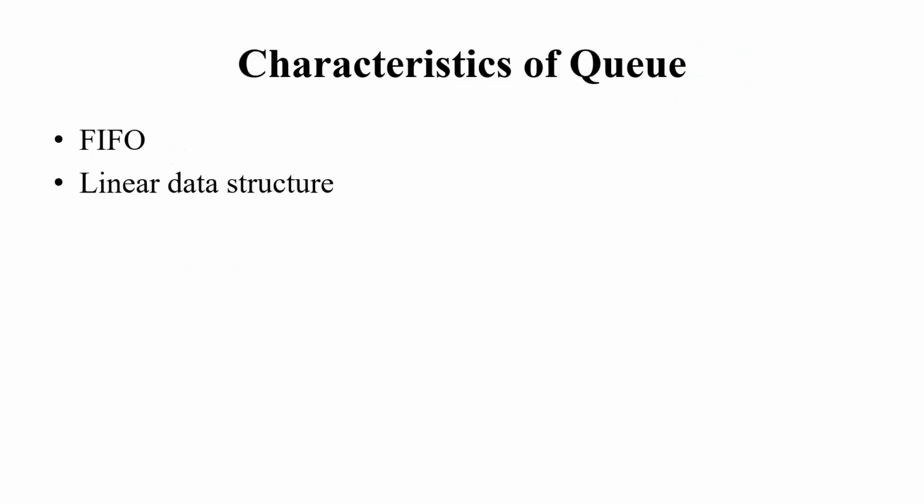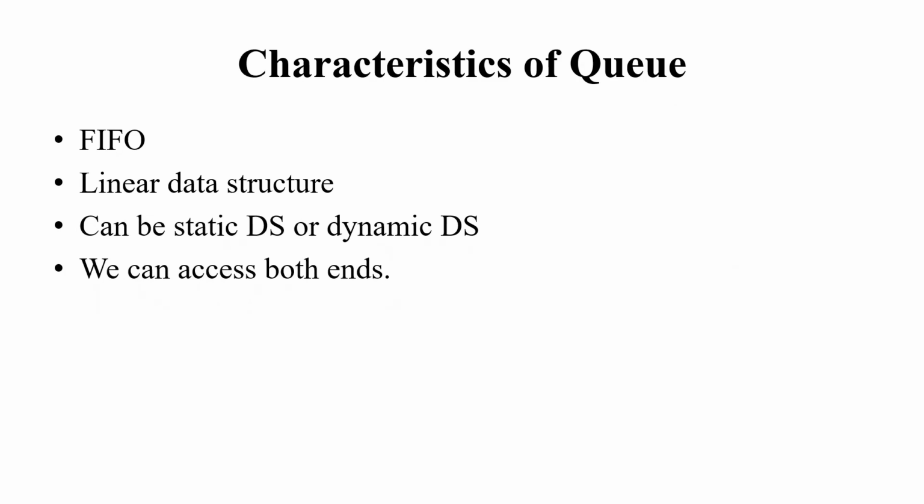Now, let's see the characteristics of the queue. The first characteristic, obviously, is first in, first out. The second characteristic is that it is a linear data structure. Then, a queue can be implemented as a static data structure and also as a dynamic data structure. Queue can be implemented using an array, or we can use a dynamic data structure for creating the memory in the queue. We can access both the ends, because we are deleting from the front end and inserting from the rear end.